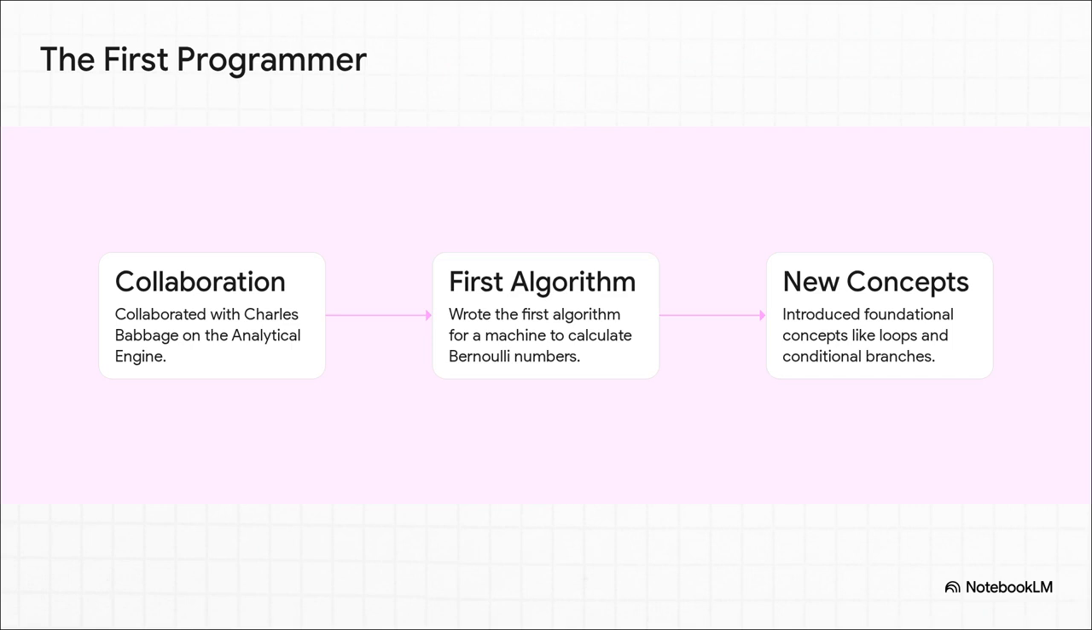While she was translating an article about the Analytical Engine, she added her own massive set of notes. And right there, inside those notes, she wrote out a detailed algorithm to calculate something called Bernoulli numbers. It was the first published algorithm ever made for a machine. She even dreamed up concepts like loops, repeating instructions, and conditional branches, the if-this, then-that decisions, that are basically the DNA of all modern software.